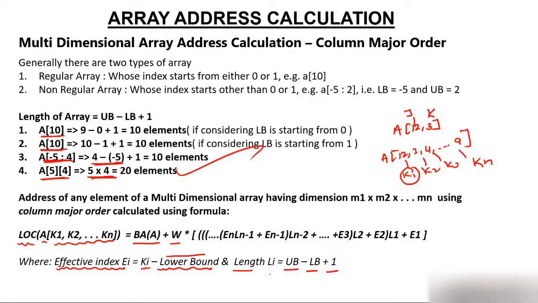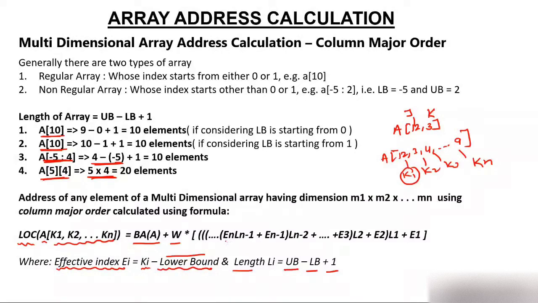So L1, L2, L3. By this we can calculate the length also. Now you have a formula. Let's see the formula. The formula is En ln minus 1 plus En minus 1 plus into ln minus 2. How is this formula, and how can we remember it?